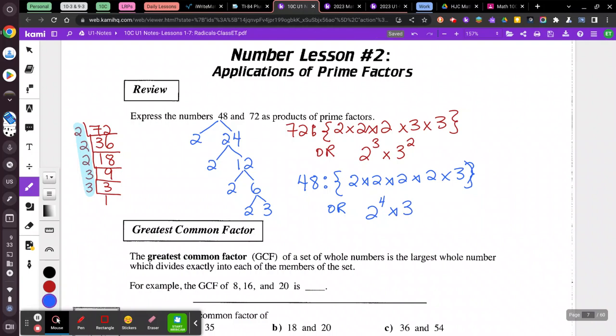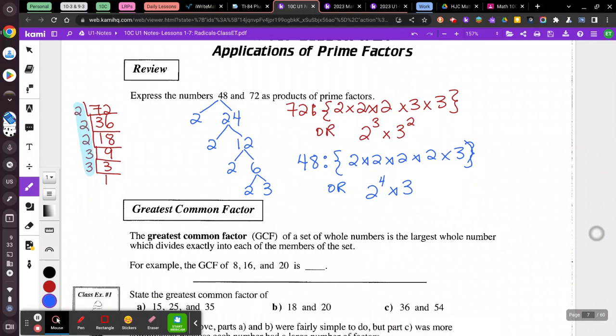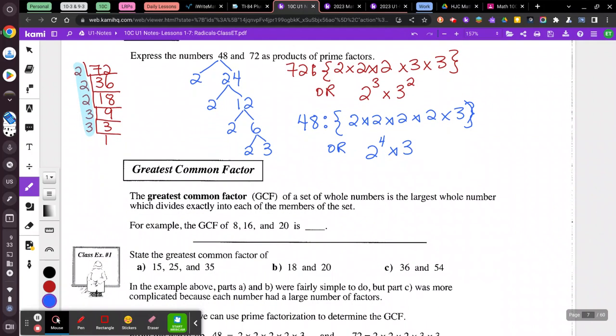Now we're going to talk about the greatest common factor. The greatest common factor in a set of whole numbers is the largest whole number which divides evenly into each number in the set. It divides evenly, meaning you do not receive a decimal as an answer. For example, the GCF of 8, 16, and 20, what would our GCF be?